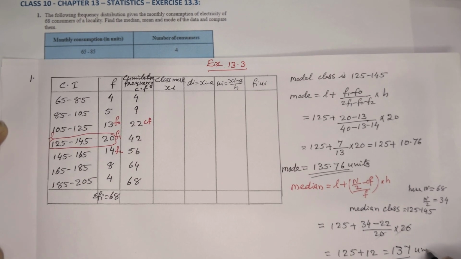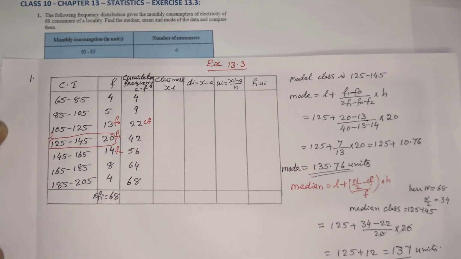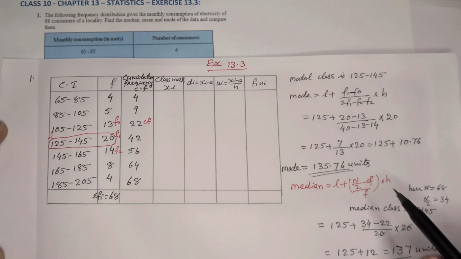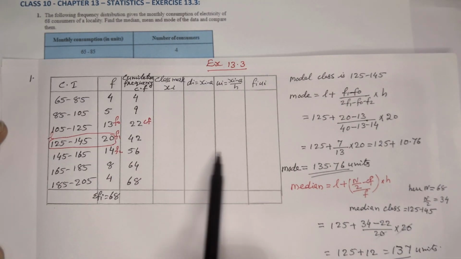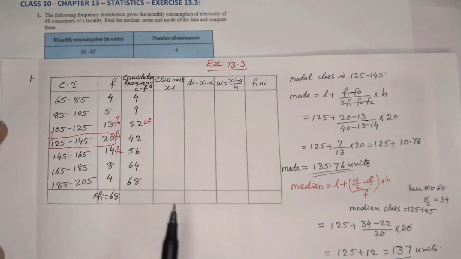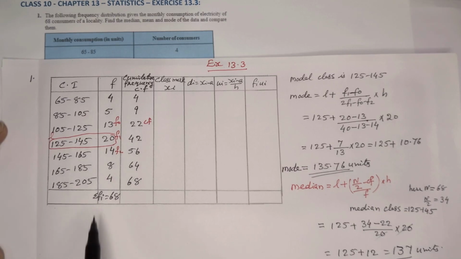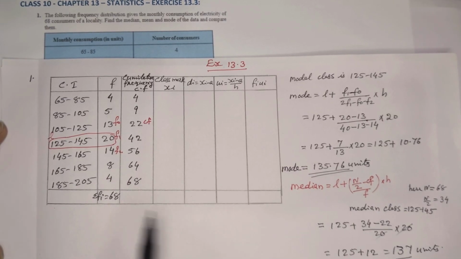137 units. So we can write, therefore median is equal to 137 units. Now we got mode and median. Rest of the columns for mean. We can draw different columns or tables for mode, median and mean, but here everything together in one table. This way also we can do it.